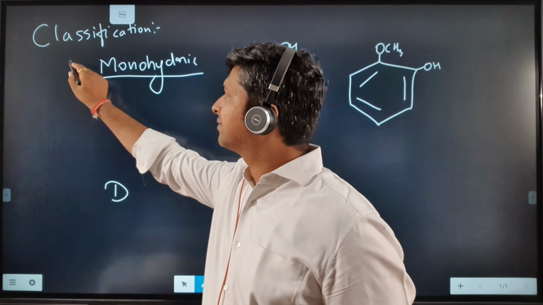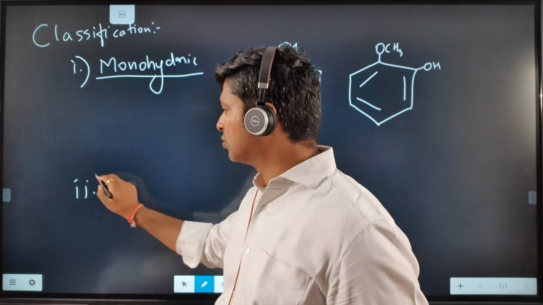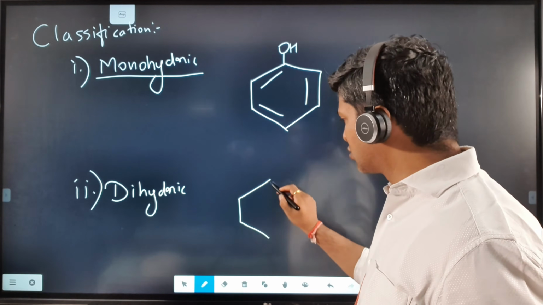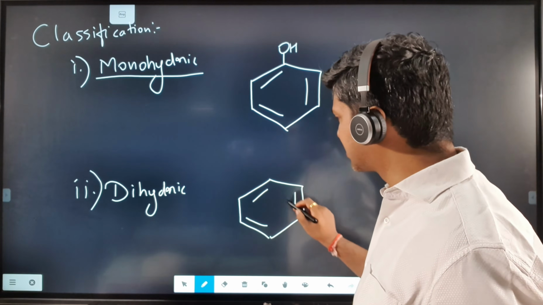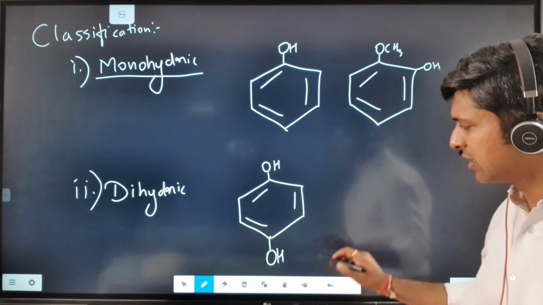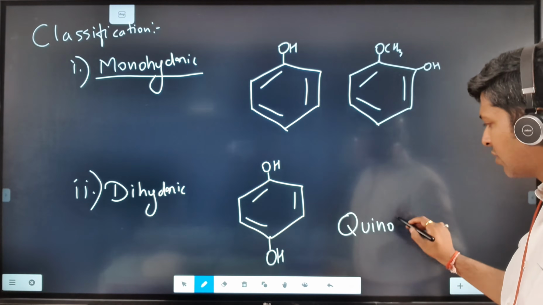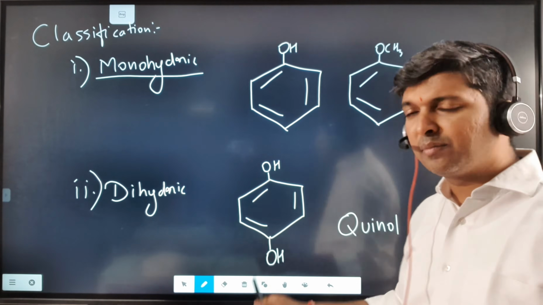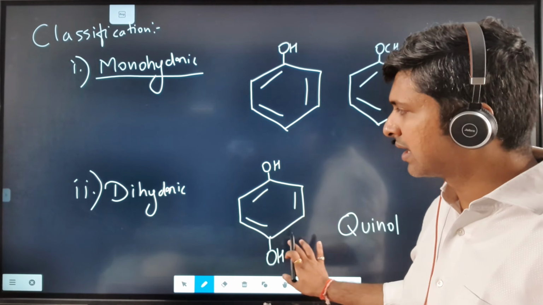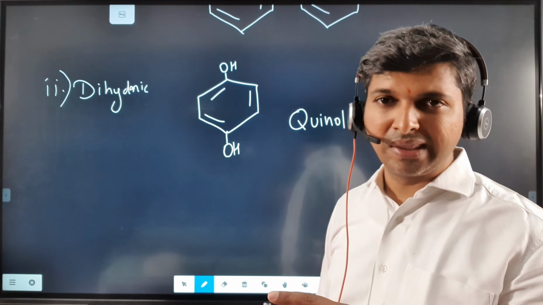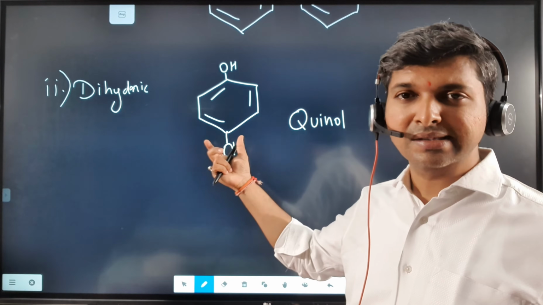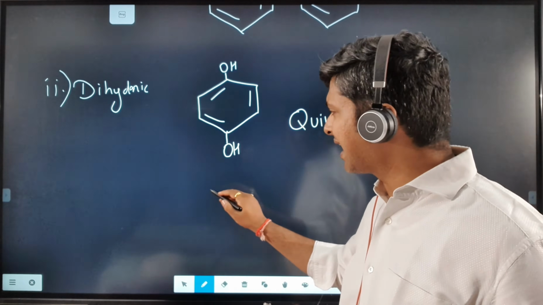Then after monohydric we have the dihydric phenols. In these dihydric phenols, have a look, there are two OH groups. If I have the OH groups on the opposite sides, then it is called quinol. A derivative of quinol is used in the famous medicine used in the first wave of corona, that is hydroxychloroquine, which is actually an anti-malarial drug. So quin is coming from that quinine ring. Quinine ring is coming from quinol. So this is a dihydric phenol.